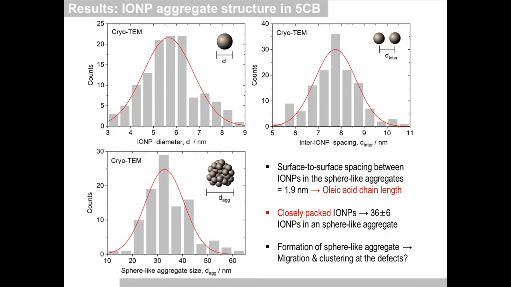From the image-based analysis, we see that the mean nanoparticle size is 5.8 nanometers, and the surface-to-surface spacing between the particles in the sphere-like aggregate is 1.9 nanometers, which corresponds to the oleic acid chain length. This means the closely packed particles were 30 to 40 nanoparticles in a sphere-like aggregate, and we assume that the sphere-like aggregates formed first and then migrate and cluster at the defect sites.